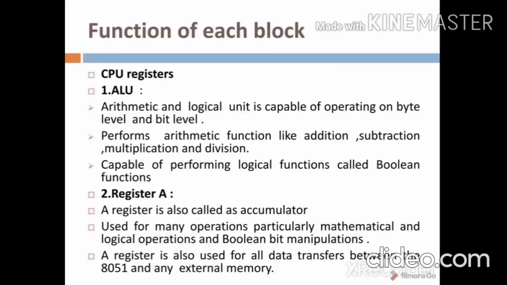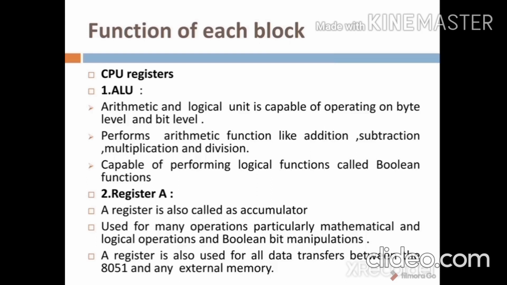Next is a detailed explanation of each block. So the first block is the CPU registers. In the CPU registers, first start with ALU. What is the full form of ALU? Arithmetic Logical Unit. An arithmetic logical unit is capable of operating on byte level as well as bit level instructions. ALU performs arithmetic functions, that means addition, subtraction, multiplication and division. It is also capable of performing logical functions like Boolean functions.